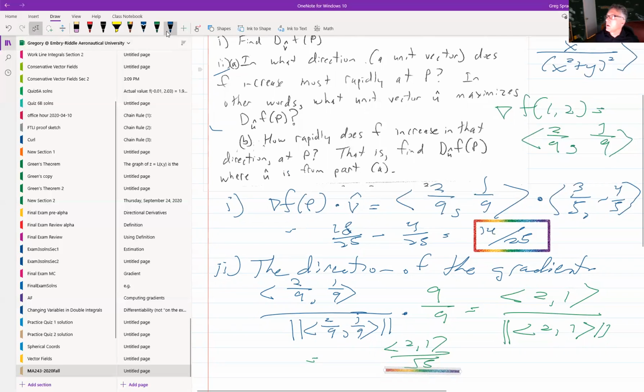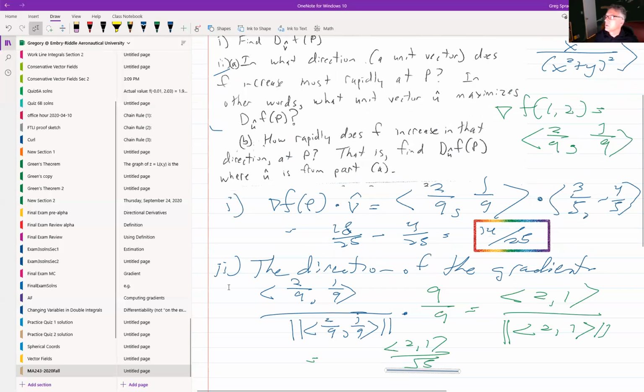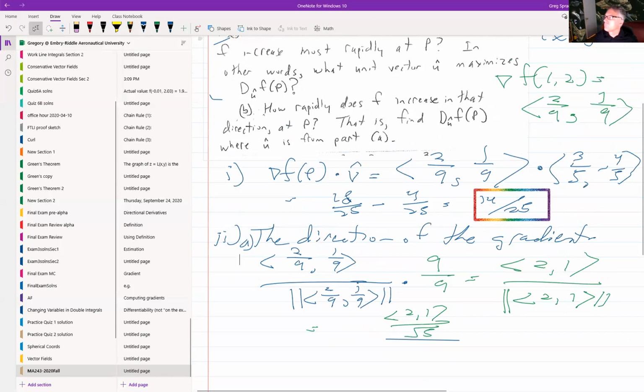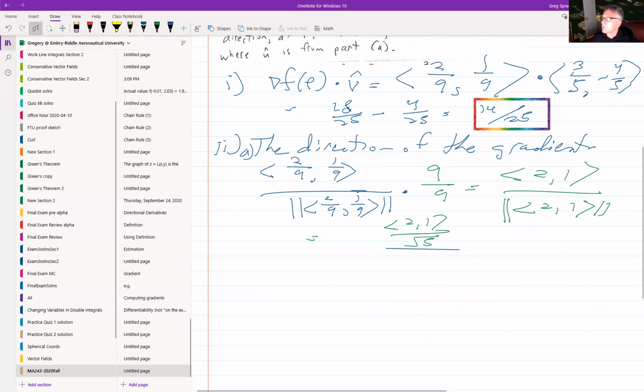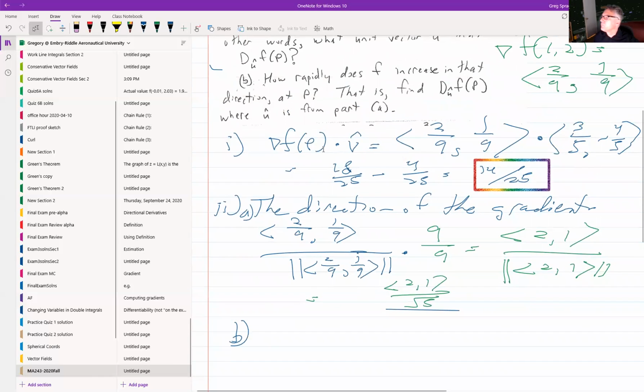Finally, how rapidly does f increase in that direction that we just found? And there's a quick way and a slow way. I'll do it the quick way first. Remember that the length of the gradient is the maximal directional derivative. So the easy way is that the answer is the length of the gradient.